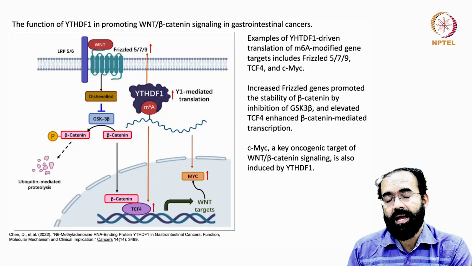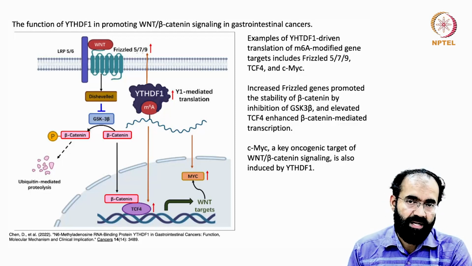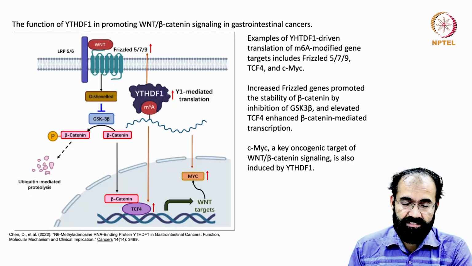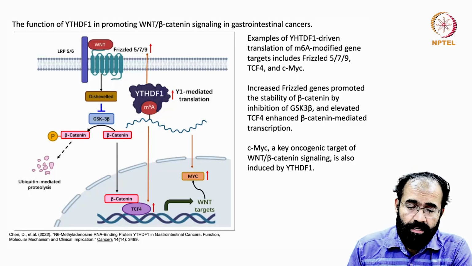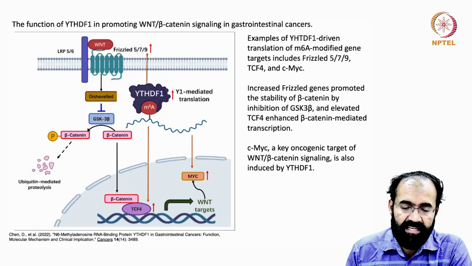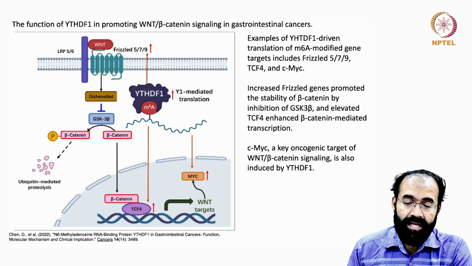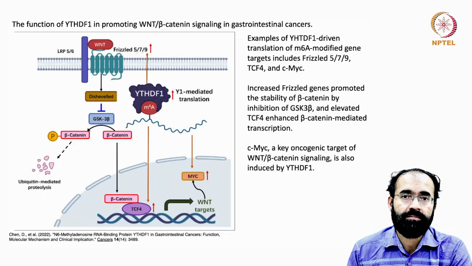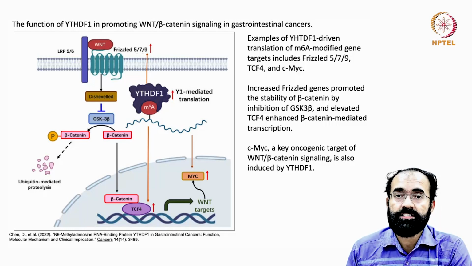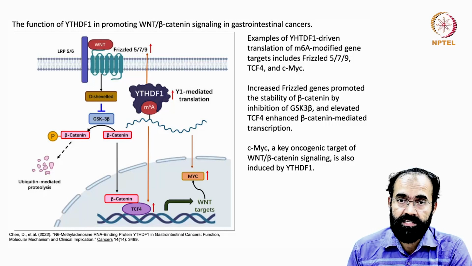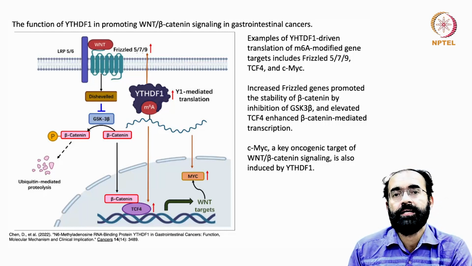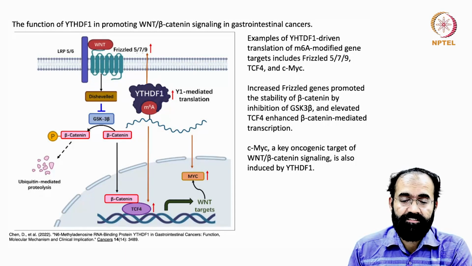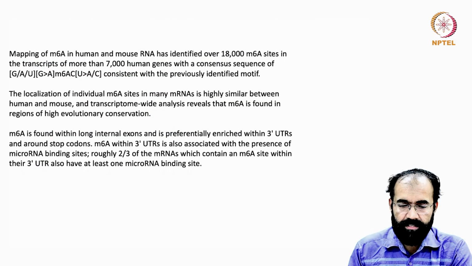So this is what happens at all three stages: receptor level, co-binding partner level, and the target gene level. c-MYC is a key oncogenic target of Wnt beta-catenin signaling, and is also induced by the YTHDF itself, because the c-MYC RNA is produced in the nucleus at an accelerated level. Not only is it produced at an accelerated level, it is translated at an accelerated level. So these things work together to create a cancerous environment such as gastrointestinal cancer.